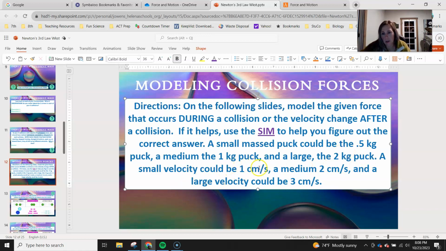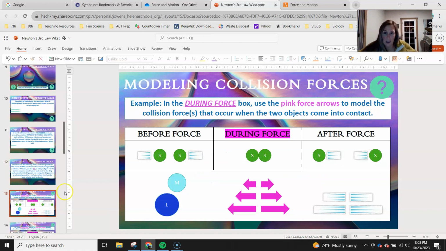And then your velocities could be 1 centimeter per second for small, 2 centimeters per second for medium, and a large velocity could be 3 centimeters per second. But again, your sim isn't going to give you a black and white answer.